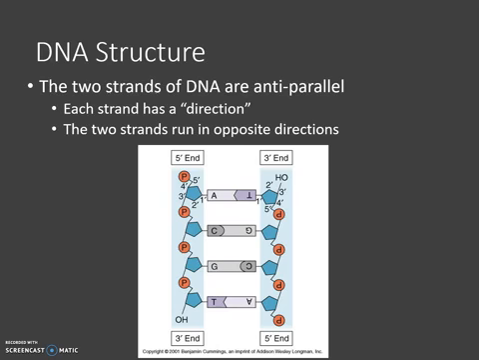anti-parallel. Anti-parallel means that, well, first of all, parallel means two lines that are running next to each other that never intersect with each other. Anti means that they're running in opposite directions. So you can think of it as like a two-way street, where this lane is going in this direction, and this lane is going in this direction. Now, the reason why we're mentioning this here is because when we talk about DNA replication, the direction of the strand matters. And so this is going to come back up in our next video as we talk about DNA replication.